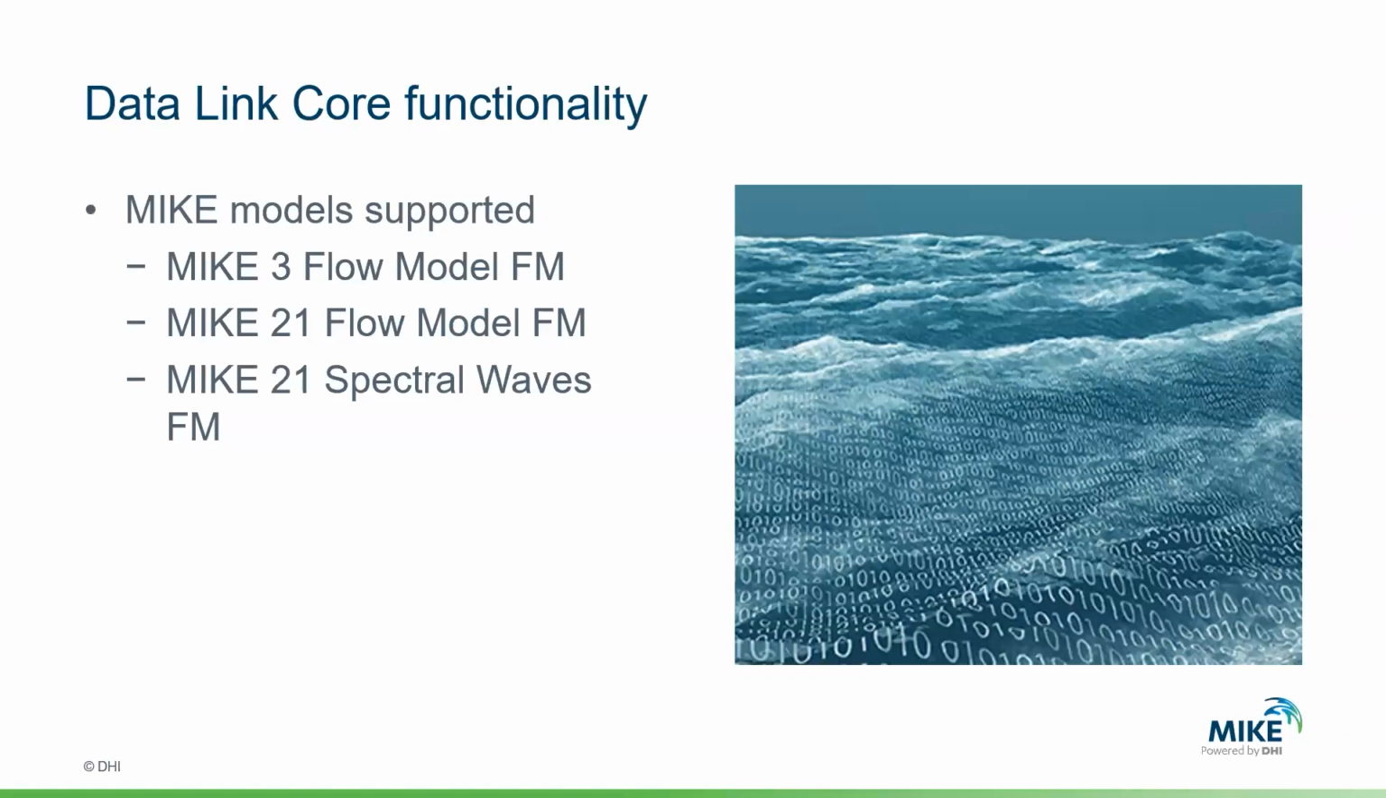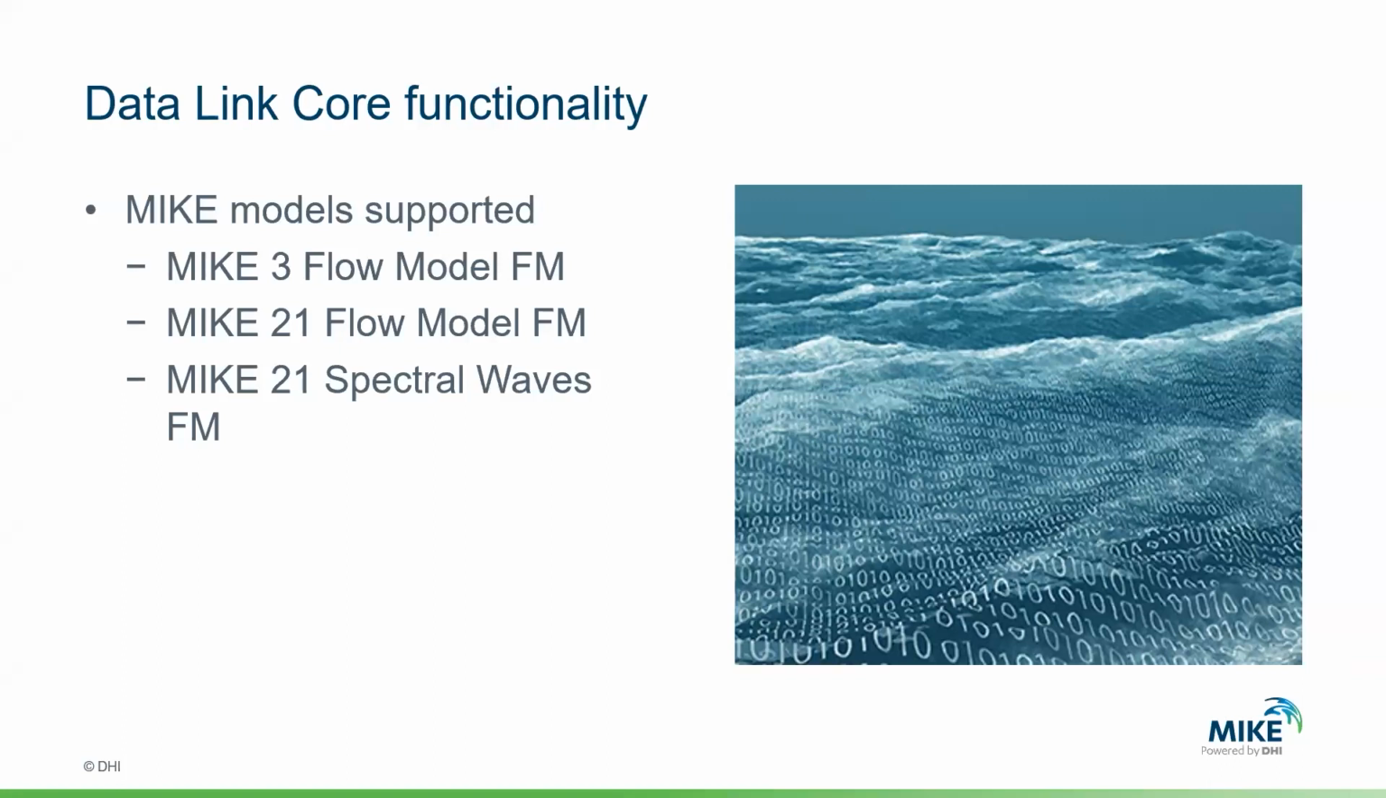Core functionality. DataLink currently supports Mike 3, the flow model, Mike 21 flow model FM, as well as Mike 21 spectral waves FM. So typically for a flow model, we would be generating boundary conditions, velocity or flux, but more typically water levels. Wind forcings, we have ERA5 wind in DataLink to provide surface boundary conditions, so we can model the effect of wind-driven currents without the need to do any additional conversion, for example, from grid data.